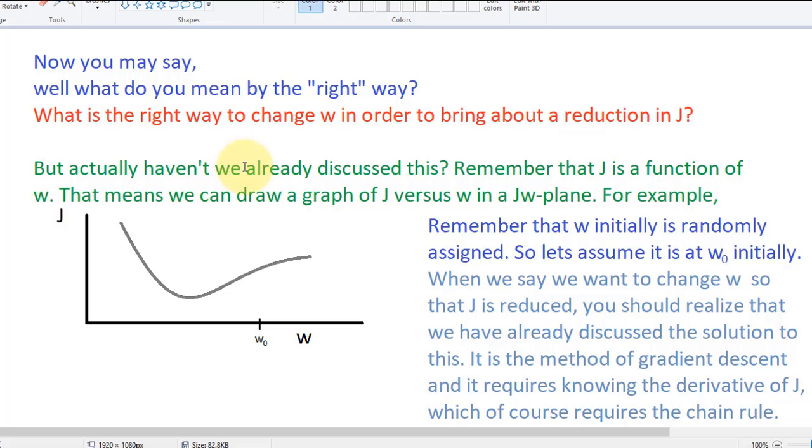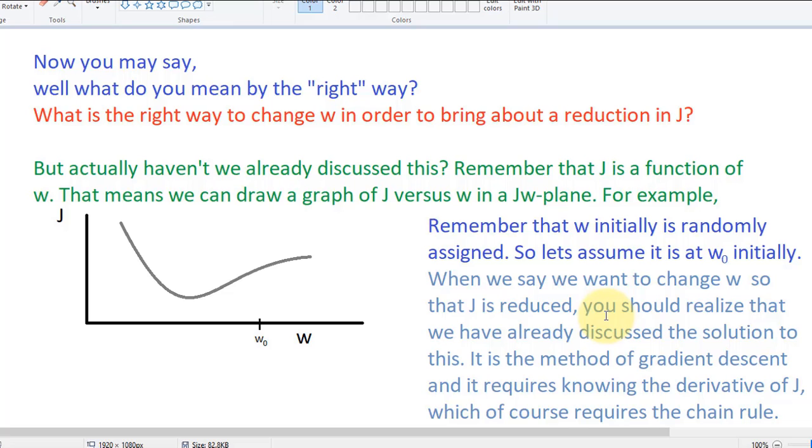But actually, haven't we already discussed this? Remember that J is a function of W, and this means that we can draw a graph of J versus W in what we could call the JW plane. So we could have a JW plane, and we're saying that J is a function of W, which means there's some relationship between J and W. So here I just made an arbitrary shape. This means we can draw a graph of J versus W in the JW plane. For example, this graph. Remember that W is initially randomly assigned. So let's assume that it starts out at some W0. So say here, initially.